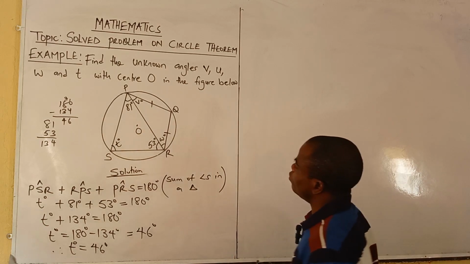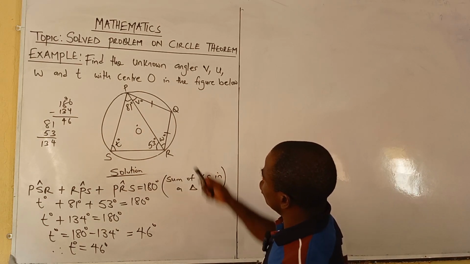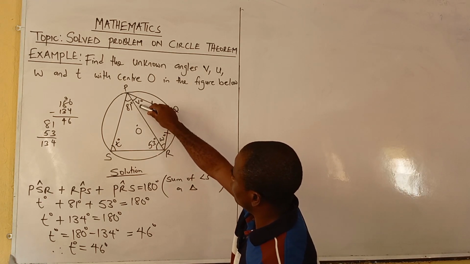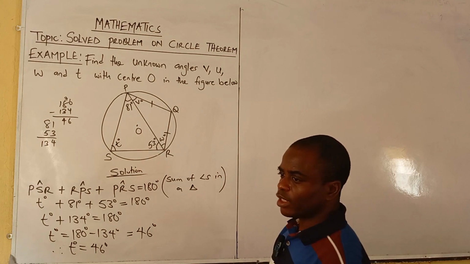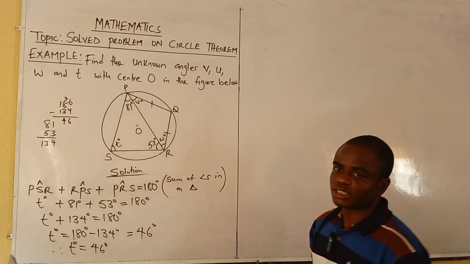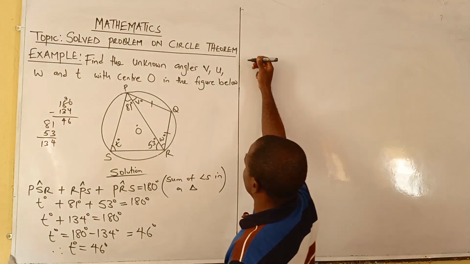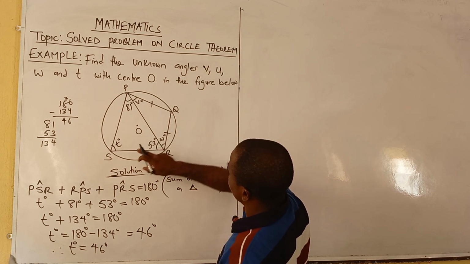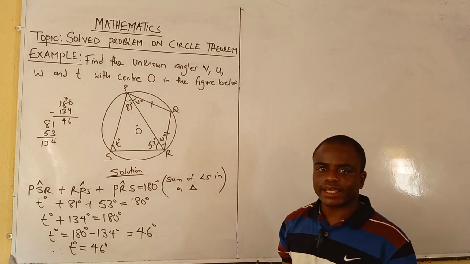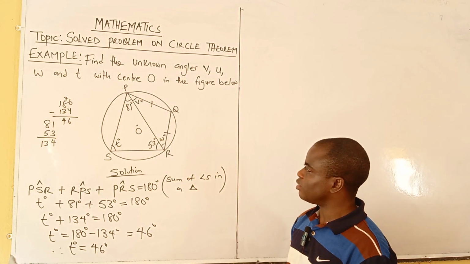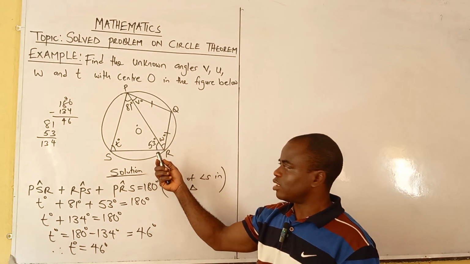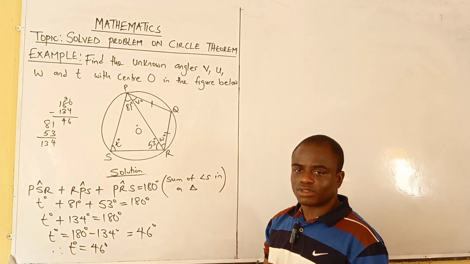Now the next thing to do is to get angle V and angle W. But before we get that, you must take note that these base angles are equal because it's an isosceles triangle. And before then, you need to know this angle, and this is a cyclic quadrilateral. How do you know that it's a cyclic quadrilateral? You can see the four vertices of the quadrilateral are touching the circumference. That tells us that it's a cyclic quadrilateral.